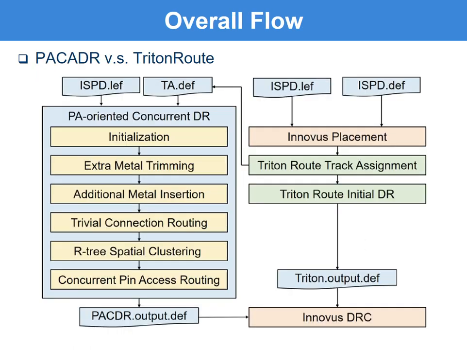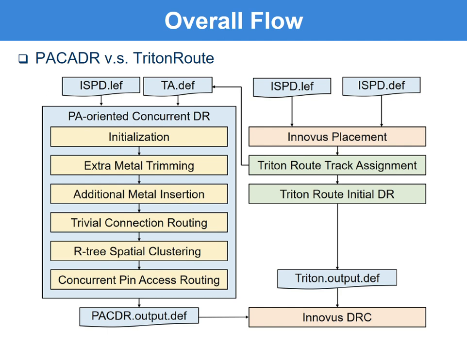The overall flow of PACDR is depicted in this figure, with the input being a LEF file of technology information and a DEF file describing the track assignment results. To obtain the DEF file, we utilize the commercial tool Innovus for cell placement and an open-source detail router, TritonRoute-WXL, while adopting the 7nm standard cell library to consider pin layouts in advanced process nodes.